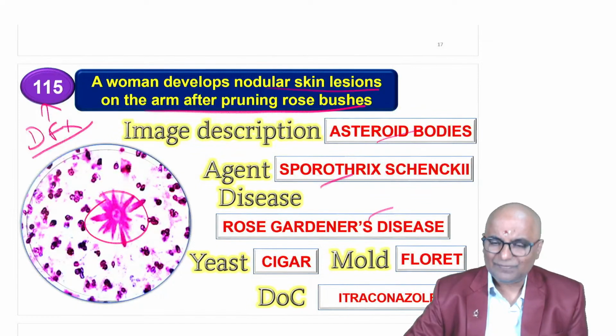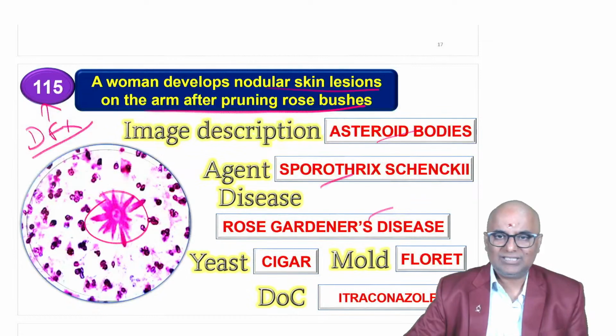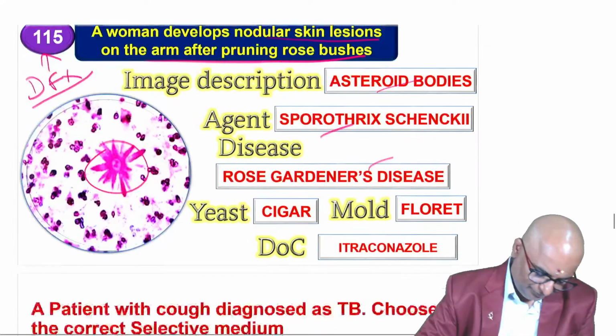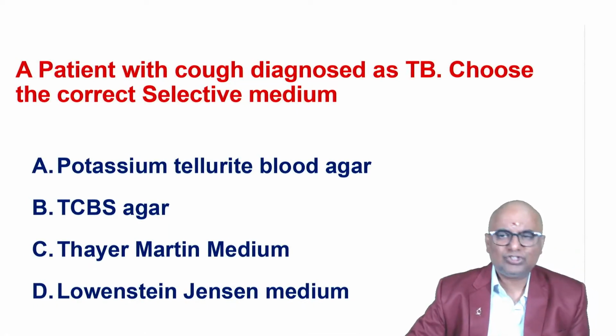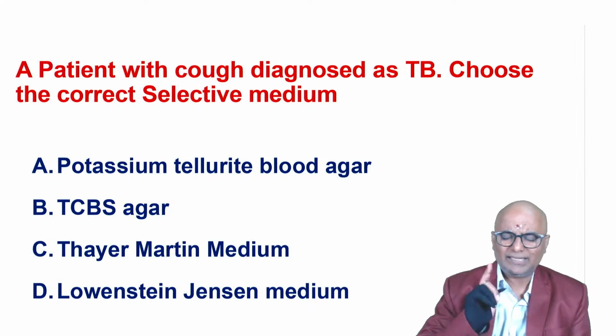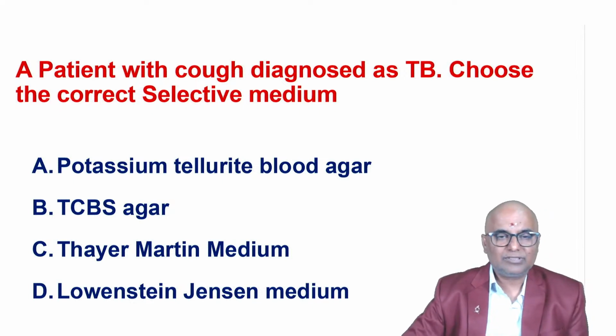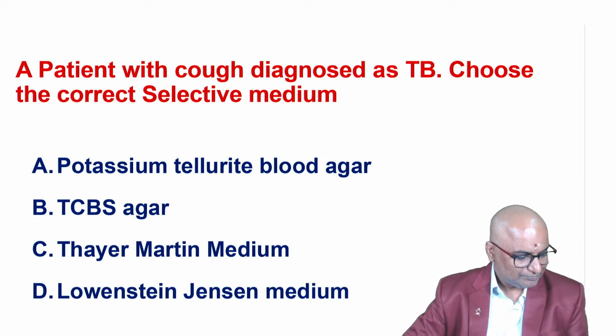80% question from DFX. See the evidence I'm showing. A patient with a cough diagnosed as tuberculosis. Choose the correct selective medium. I used to tell always we make it a selective medium question, because without culture, without bacteria, no microbiology. Without culture, there is no bacteriology. So we should know the culture medium.